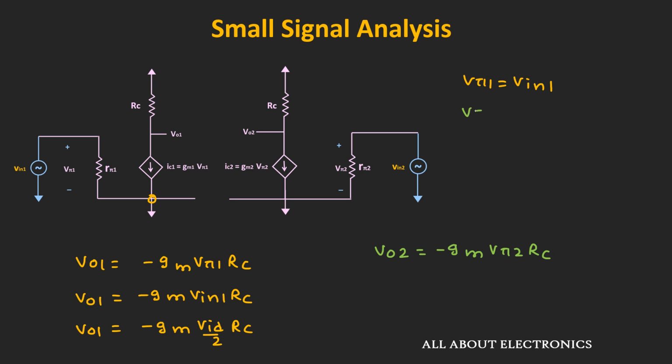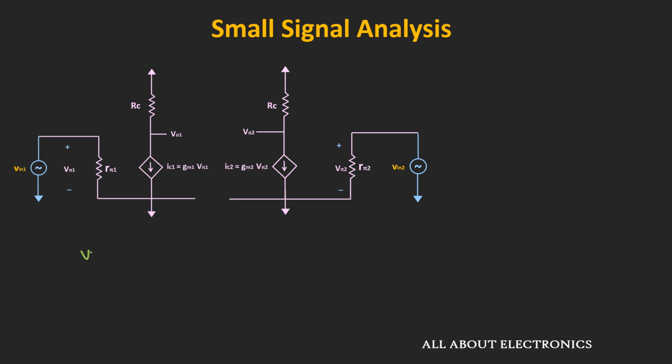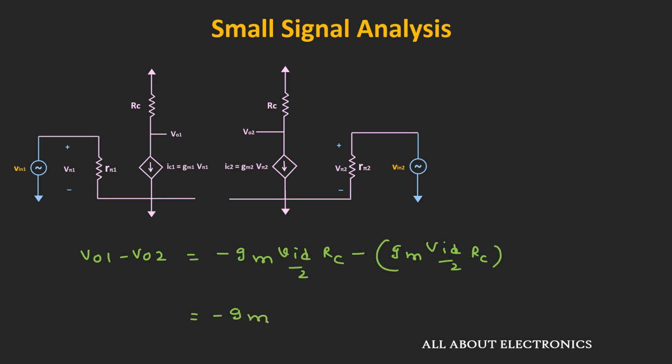And similarly, over here, this V pi 2 is equal to V in 2. And this V in 2 is equal to minus VID divided by 2. That means VO2 will be equal to Gm times VID divided by 2 times RC. That means differential output voltage, that is VO1 minus VO2, will be equal to minus Gm times VID divided by 2 times RC minus Gm times VID divided by 2 times RC. That is equal to minus Gm times VID times RC.